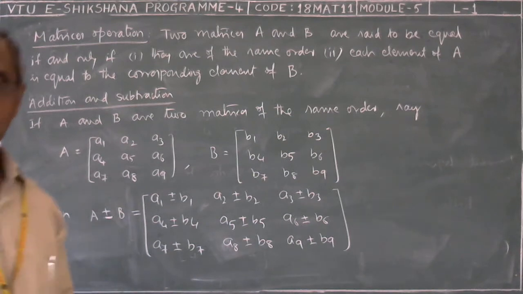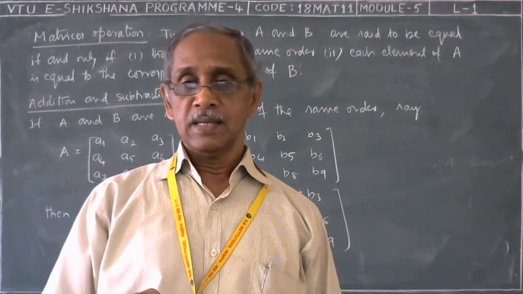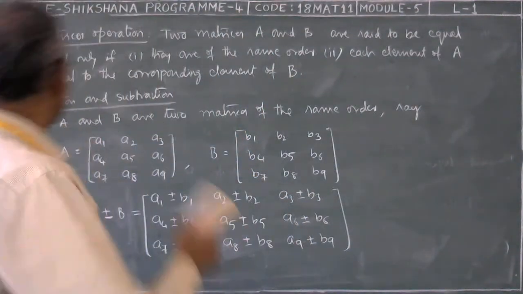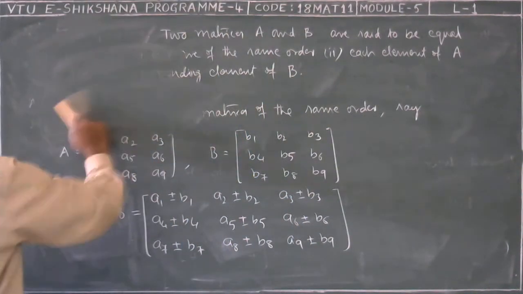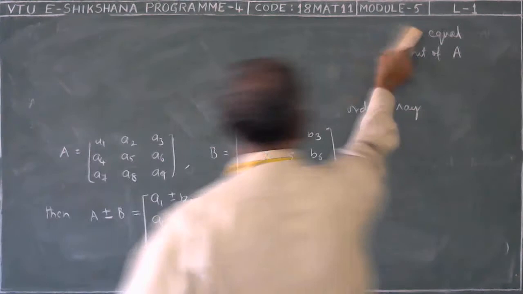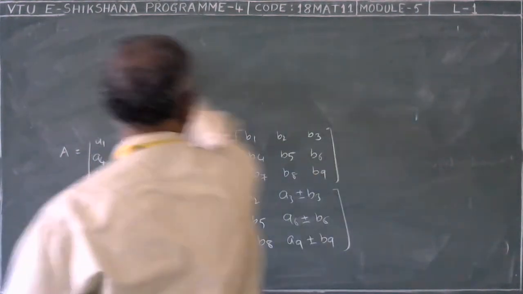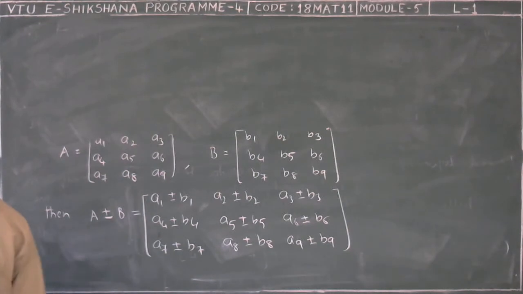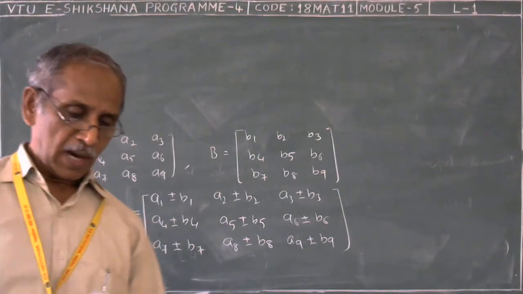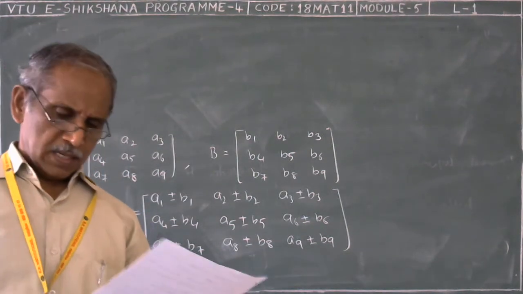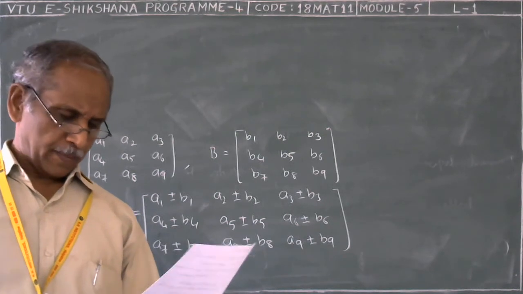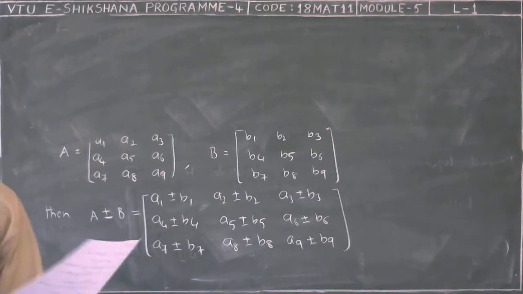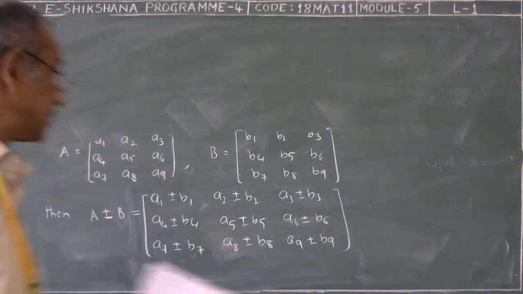But in the case of multiplication, orders should match as per the condition. What is the condition? Suppose you want to multiply matrix A with matrix B. The condition is that the number of columns of A should match the number of rows of the second matrix B.